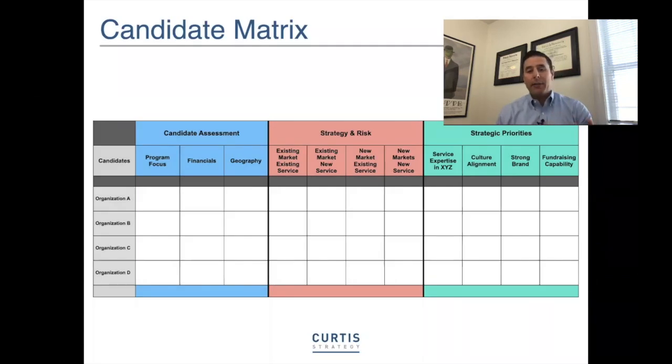The candidate matrix. This is by no means all-encompassing. We had to shorten the grid down just to fit it on the screen, but it's far more in-depth than what you see here. But this is a way to assess the candidate looking at, on the blue side, the ideal profile that you had created, in comparison to the actual organizations that are in the grid. The red is assessing the strategy and risk.